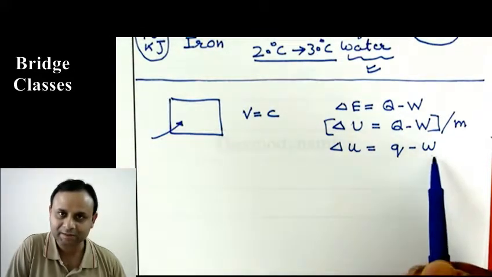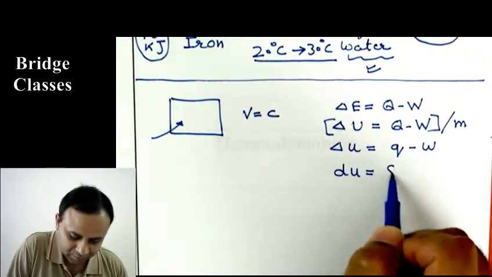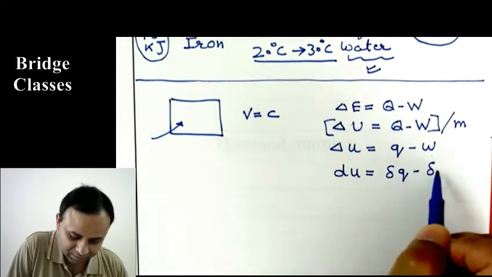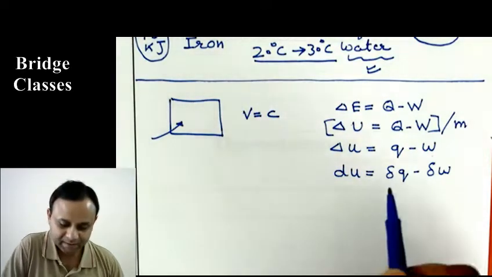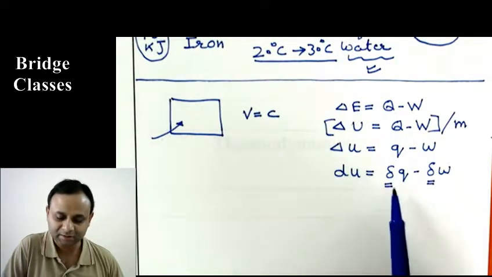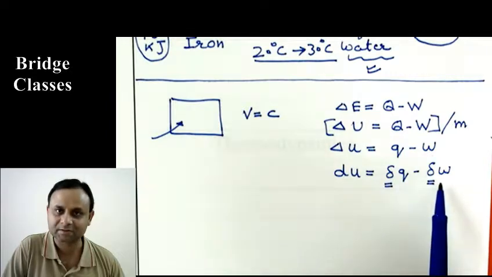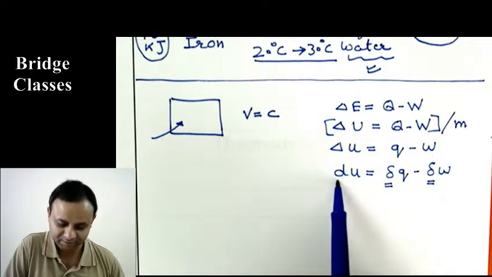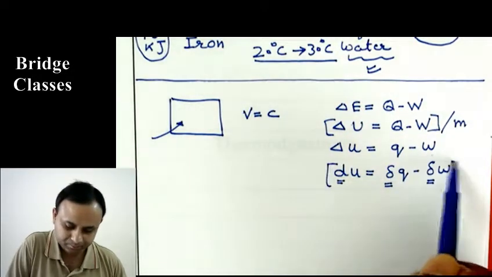We can also write this in differential form, which will be like du equals delta Q minus delta W. Okay, this is the differential form. And now we are writing delta for Q and W, and the reason for that is because these are path functions. They are inexact differentials, whereas U is an exact differential, so we write d for that. Okay, so that is the first law.